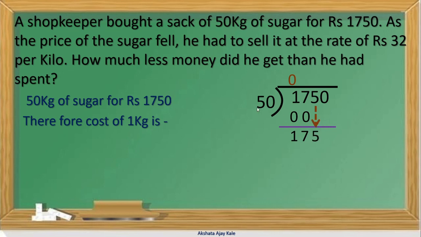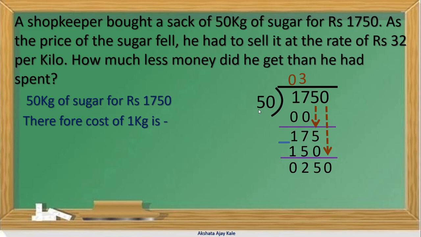Okay, now 5 table you know. 5 1s are 5, 5 2s are 10, 5 3s are 15 and 5 4s are 20. So 5 3s are how much? 150. Correct? Isn't it? Okay. Now what we will do? We will subtract 175 minus 150, that is nothing but 25. Isn't it? Right? Okay. Now 25 is less than 50. So what we will do? We will take this 0 down. Now we got 250. Correct?